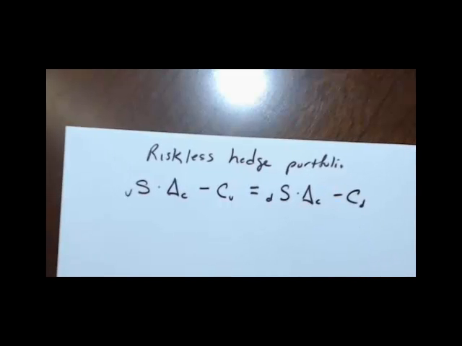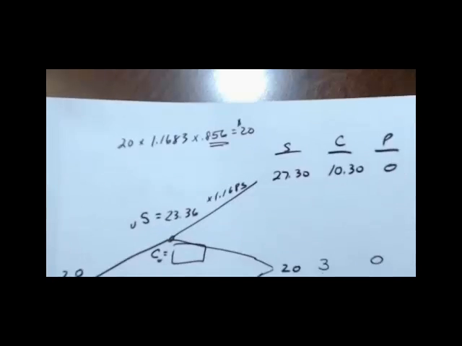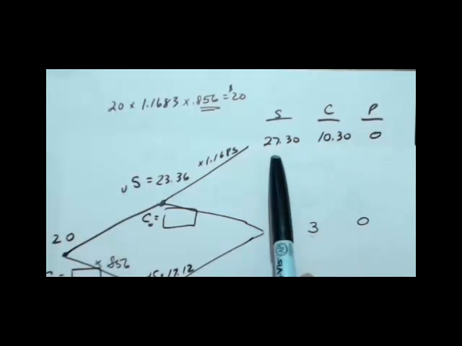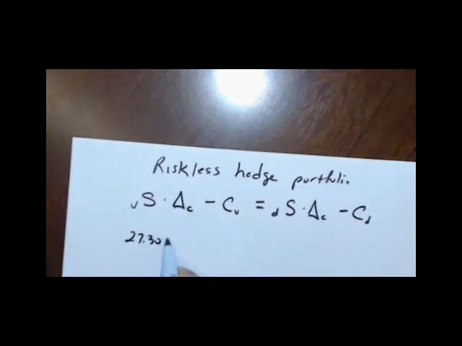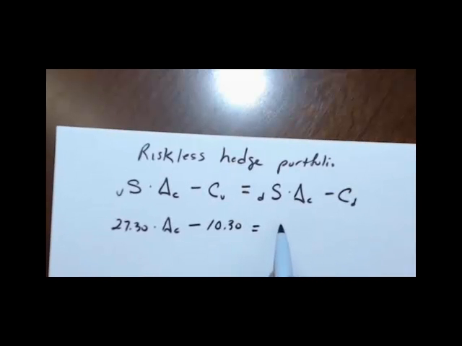So what I just did in that equation is I set the value of this portfolio, if we go up here, equal to the value of this portfolio. Let me show you numerically. This is 27.30 at the end of the tree for the up node times delta C, which I'm going to solve for, because it's an unknown, minus the call in the up state, which is 10.30. That's going to equal, I'm going to force it to equal, the stock in the down state, which is 20, times delta C, which is unknown, minus the $3 for the call when it's in the down state.